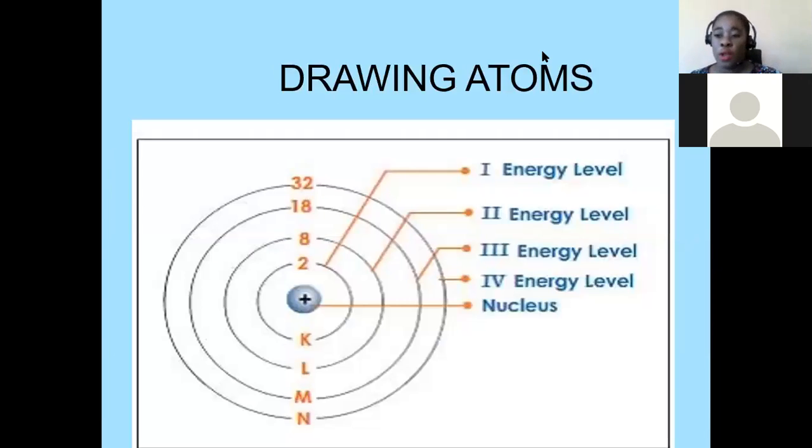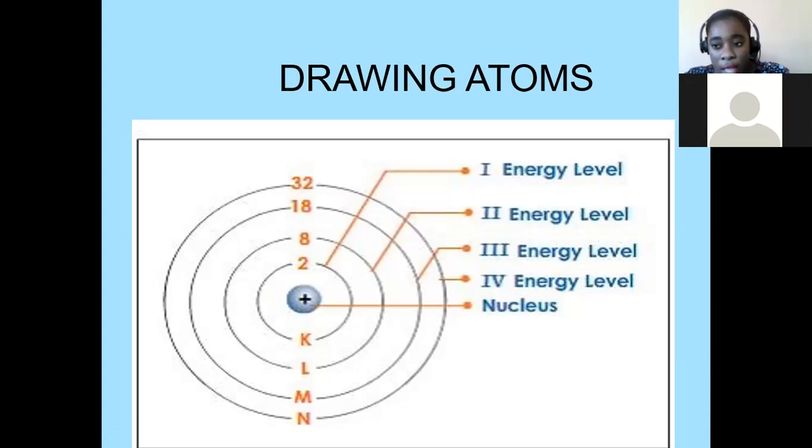So when we're drawing atoms now, there is a rule of assigning the electrons on the shells. Remember that we said that there were shells that these electrons are on. So the first shell can hold 2 electrons. So the first shell holds a maximum of 2 electrons. So make a note of that. The first shell holds 2 electrons. The second shell holds a maximum of 8 electrons.